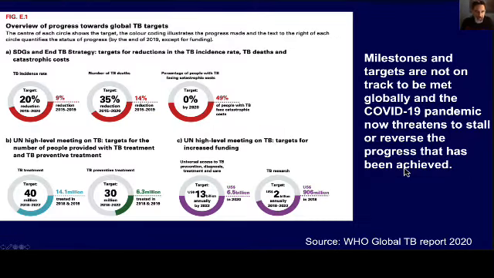In that TB report, they outline a number of targets and also the progress towards achieving those targets. And I guess you can see them all here. The takeaway message here is that, while there are some areas of the world that are meeting interim targets in 2019, globally and in many areas the milestones and targets are not on track to be met on time. And of course, the COVID-19 pandemic is now threatening to stall or reverse some of the progress that's been achieved, because that's gotten in the way of a lot of service delivery and surveillance and things like that.